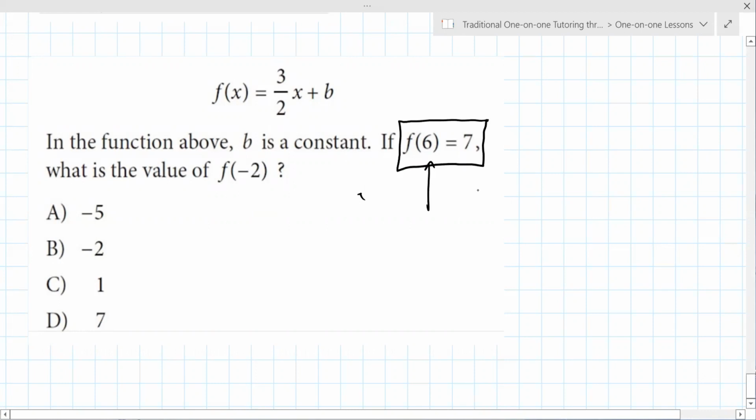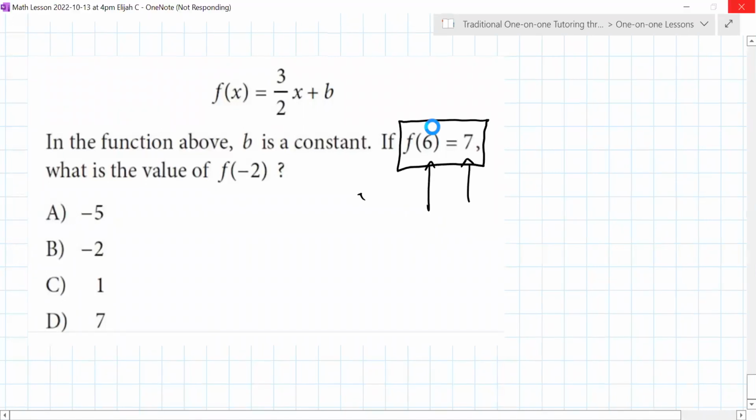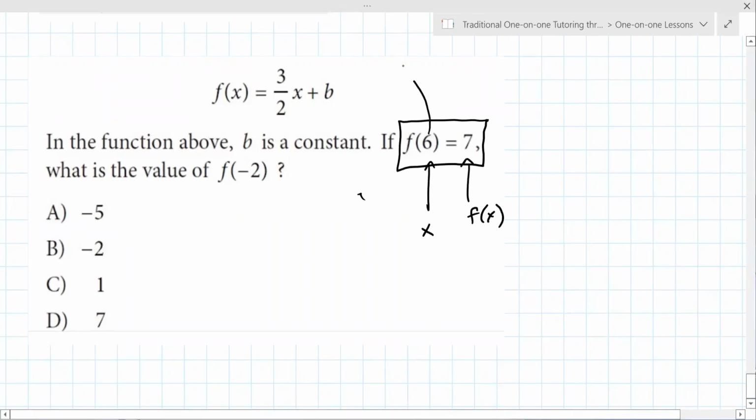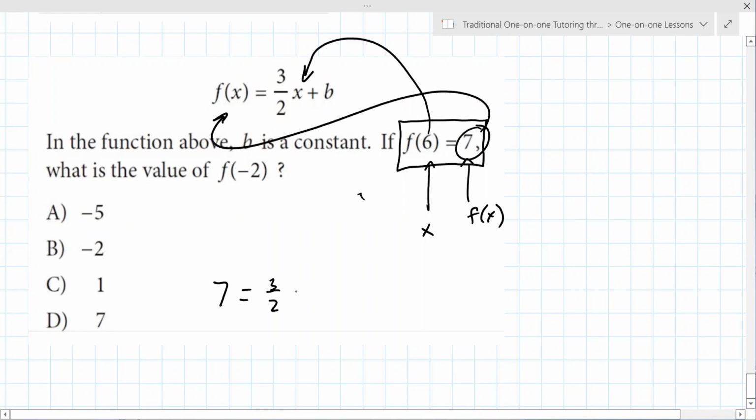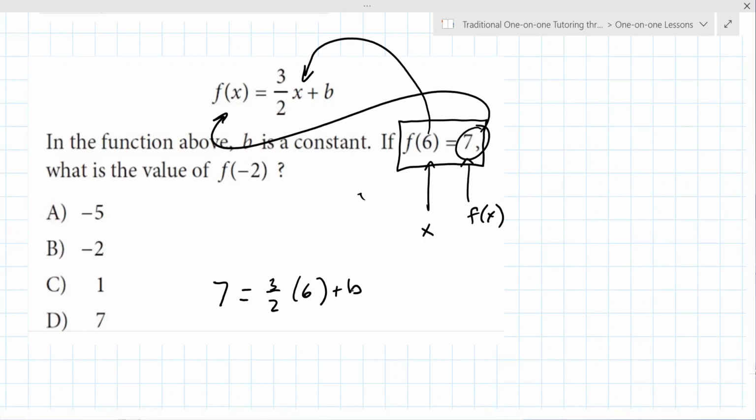Now, which is x and which is f of x? 7 is f of x, right? That's right. So there's x. So you're going to put, my screen just froze up. So 6 goes in for x and 7 goes in for f of x. There's enough there to solve for b. Did I do that wrong? No, this is correct, but I want you to solve for b.